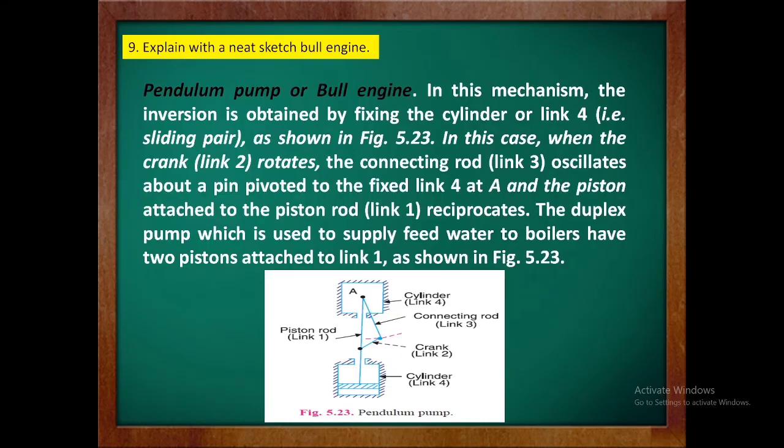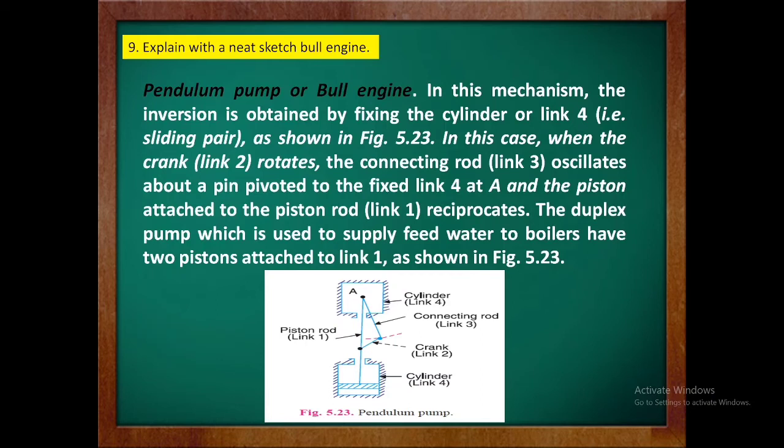Next question. Explain with a neat sketch the bull engine. Friends, the bull engine is also known as a pendulum pump. In this mechanism, the inversion is obtained by fixing the cylinder or link number 4 that forms a sliding pair, as shown in the figure.